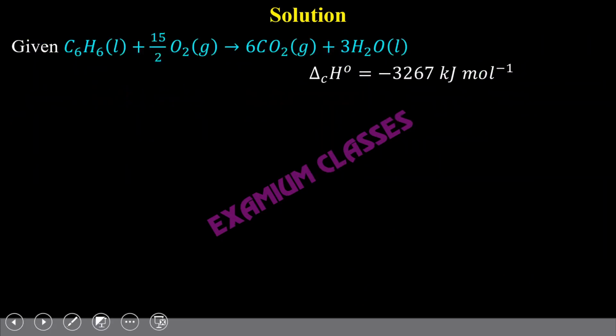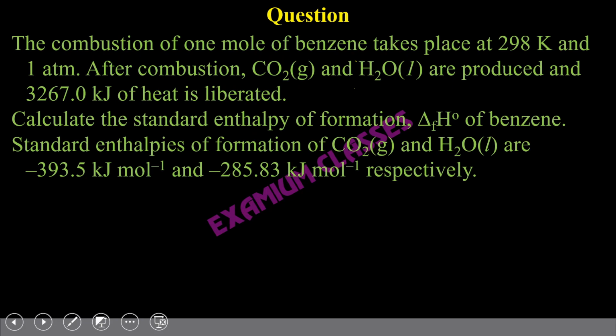Now next one. The combustion of 1 mole of benzene takes place at 298 Kelvin and 1 atm. After combustion, CO2 gas and H2O liquid are produced and this much heat is liberated. If it is liberated, it has to be negative. So you should remember the sign you will be using here will be negative. Calculate the standard enthalpy of formation of benzene. Standard enthalpy of formation of CO2 and H2O are given.